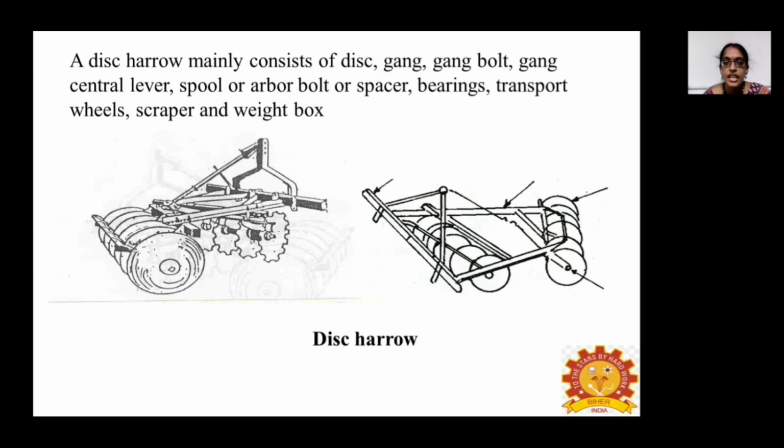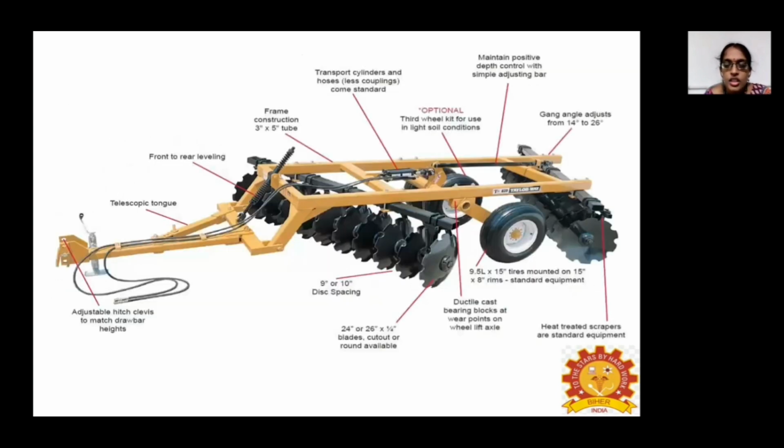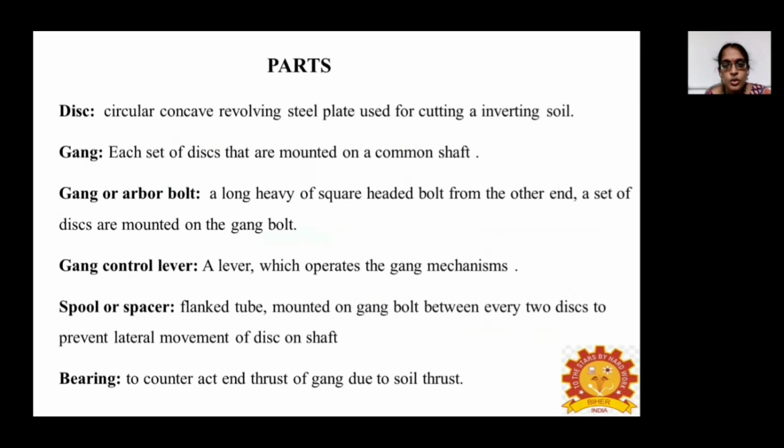So when the disc harrow is not functioning, in order to lift this disc from one place to another, this transport wheel is used here, and the scraper. To remove any dirt particles attached to the disc, a scraper type material is used, and the weight box. In order to provide additional weight, this weight box is used here. So this is about the disc harrows.